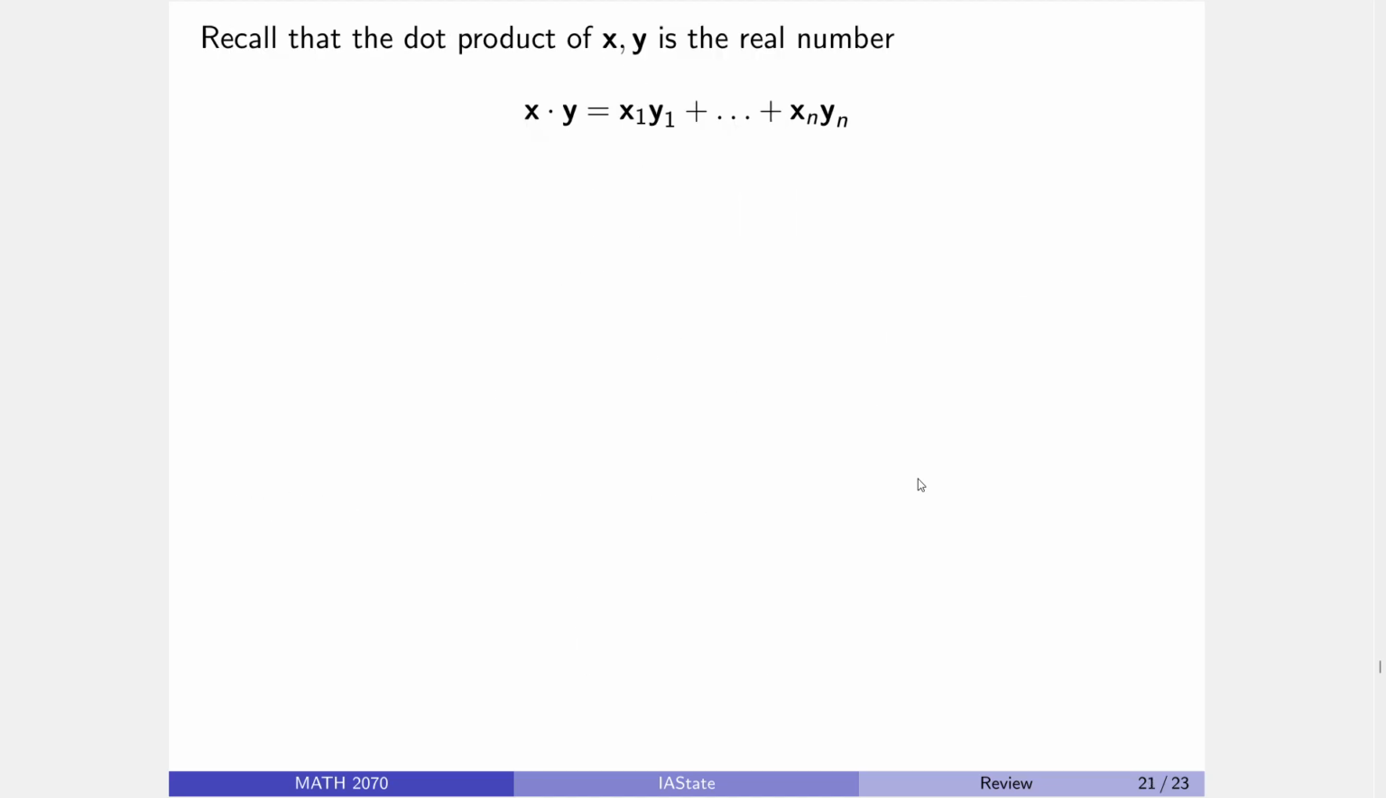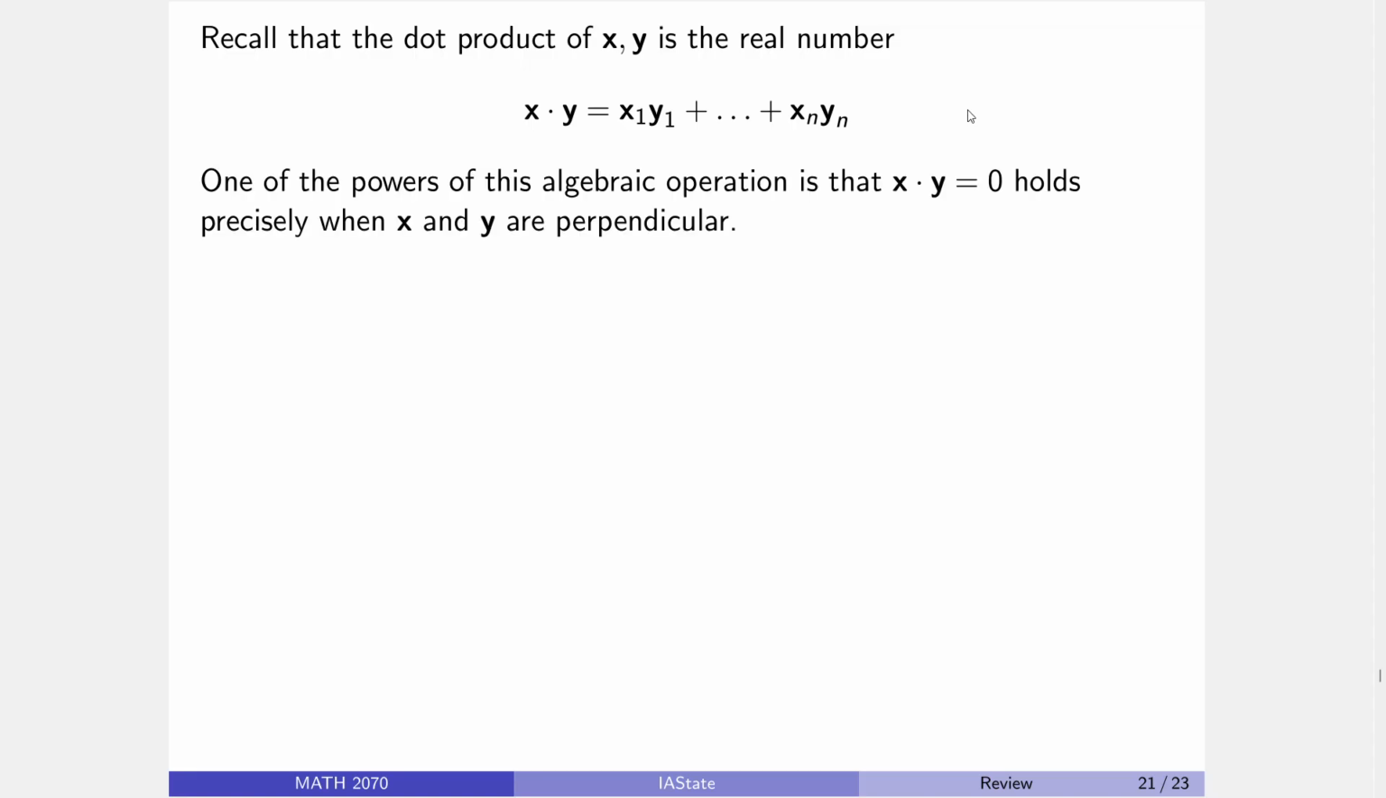Alrighty. One last thing to discuss, and that is some geometric things. Recall that the dot product of two vectors, x and y, is the real number formed by multiplying the coordinates together, x1 y1, x2 y2, all the way up to xn yn, multiplying them up and adding them all up. And this algebraic operation has geometric powers. So, for example, if we know the dot product here is 0, then I know that my vectors are perpendicular, right? And you can simply draw this out in R2 and convince yourself it's true.